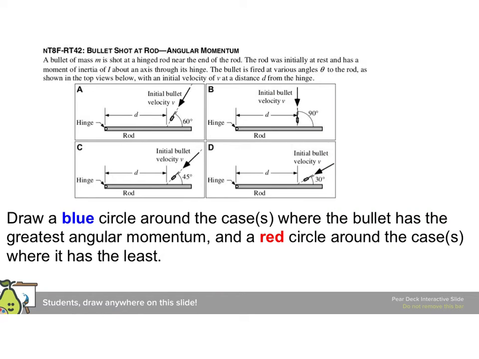So a bullet of mass m is shot at a hinged rod near the end of the rod. The rod was initially at rest and has a moment of inertia of I about an axis through the hinge. The bullet is fired at various angles theta to the rod, as shown in the top views given below, with initial velocity of v at a distance d from the hinge. Draw a blue circle around cases where the bullet has the greatest angular momentum, and a red circle around the cases where it has the least.